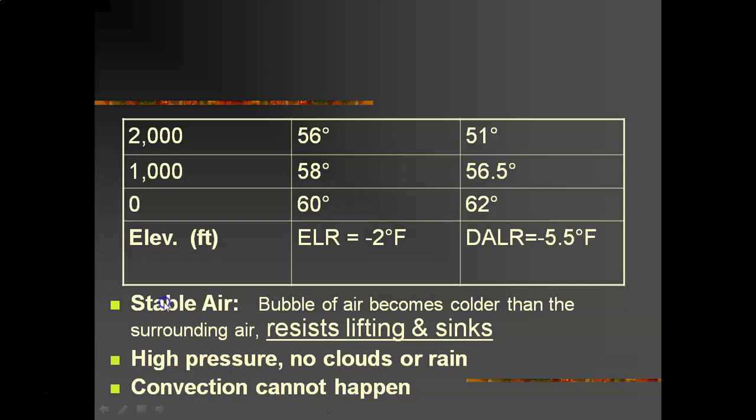So there is another very important term you need to know, and that is stable air, and that is associated with high pressure. So when we've got high pressure, the condition is stability, and the air is sinking, and we have no clouds in clear conditions. So convection cannot happen. Now let's do convection.